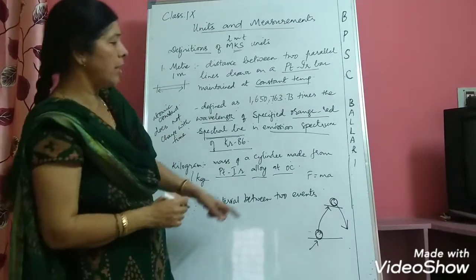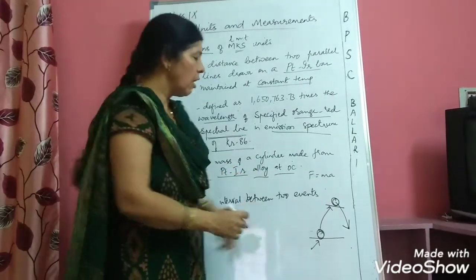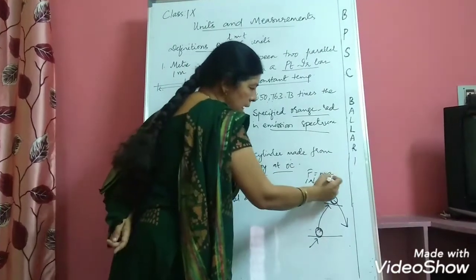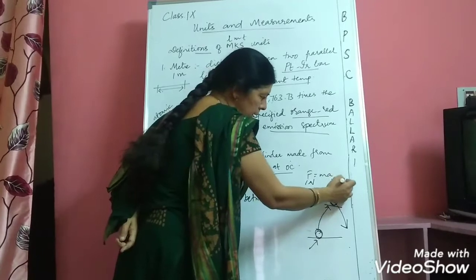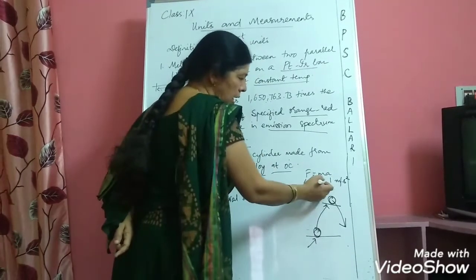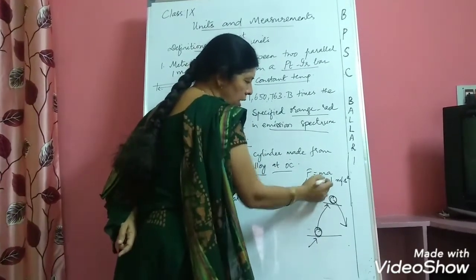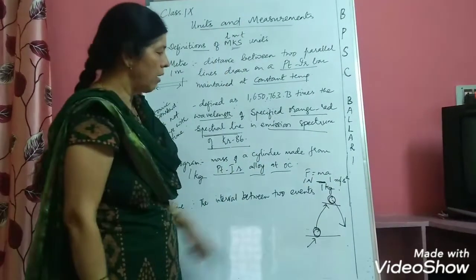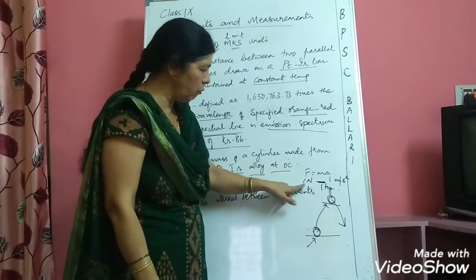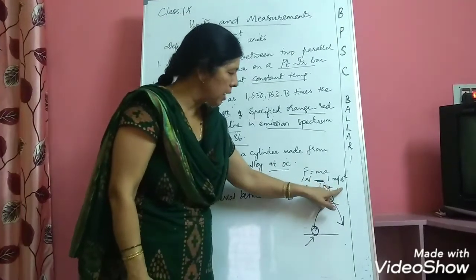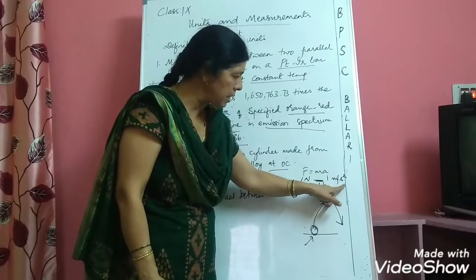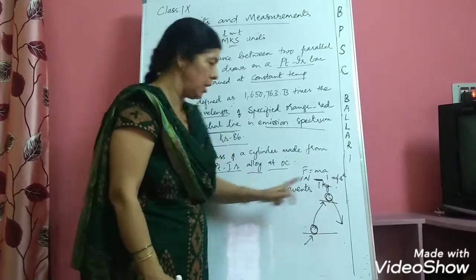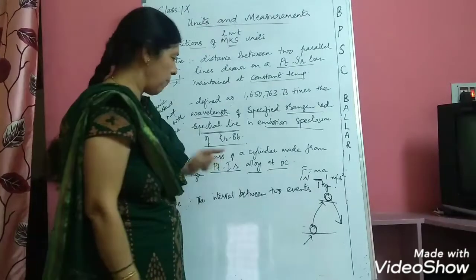And also we know that according to Newton's second law, if a force of 1 Newton produces an acceleration of 1 meter per second square, then the mass of the body will be equal to 1 kg. So I repeat it, if 1 Newton of force is able to produce an acceleration of 1 meter per second square, then the mass of the body is said to be 1 kg. This is the definition of kilogram.